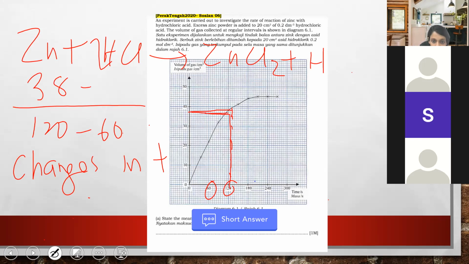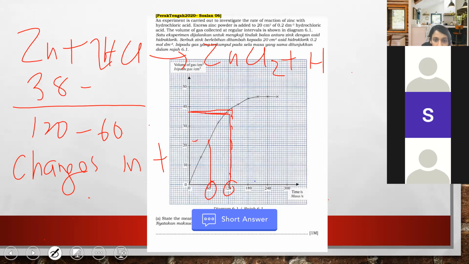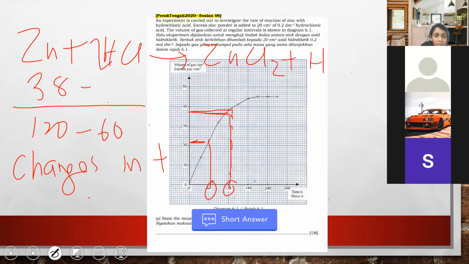Okay, at 60. You all can also see teacher's one here. Very good. What is the reading at 60 here? What number is that? 22. Yes, 22, correct. Now all of you minus 38.